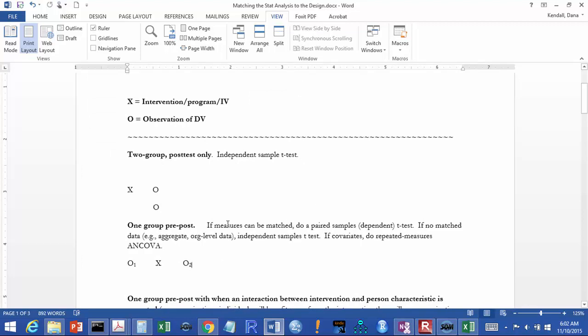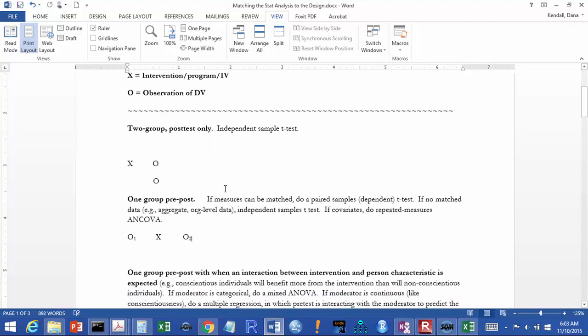So we have the intervention group's mean here, and we hope that it is significantly larger or smaller depending on if we want to increase an outcome versus decrease an outcome. And then we have the mean of the individuals who are not in the program. And then we would compare these two with an independent sample t-test to see if these means significantly differ. Okay, so that one is pretty simple to do.